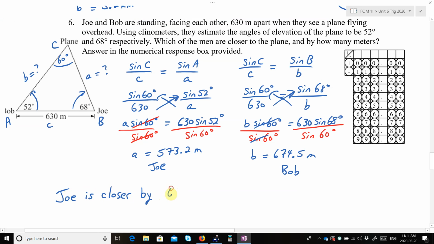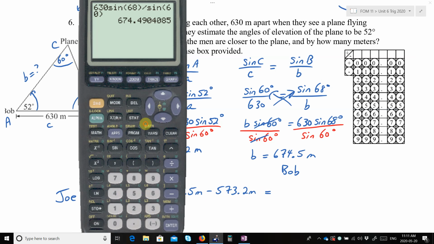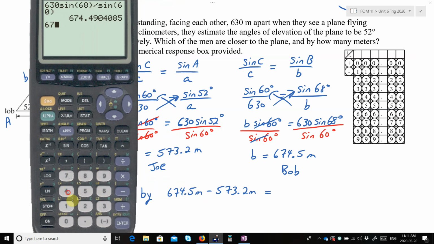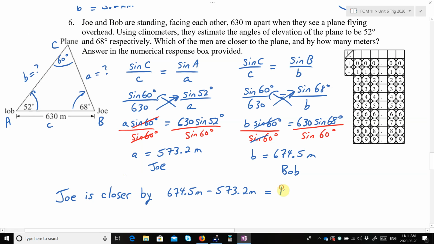Joe is closer by 674.5 meters minus 573.2 meters. That's 101.3 meters.